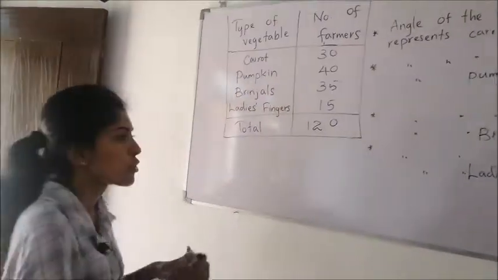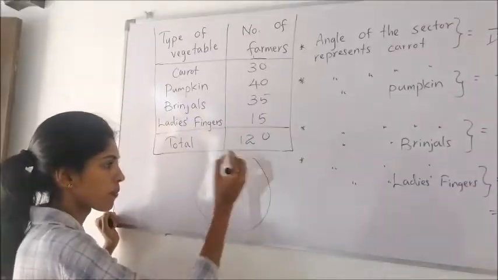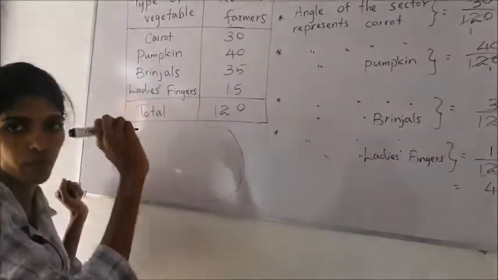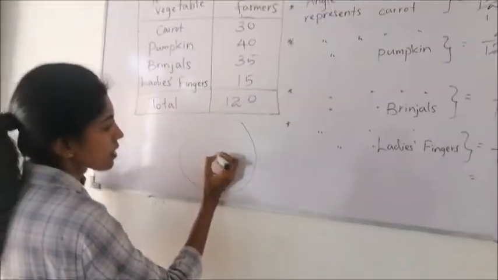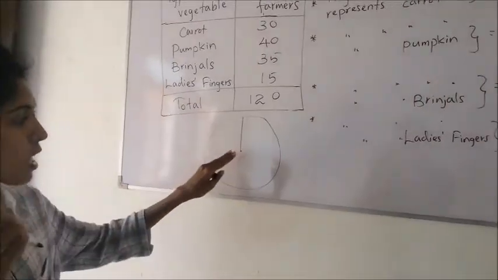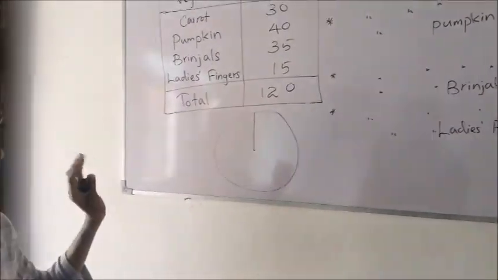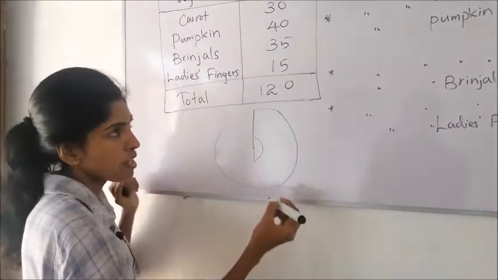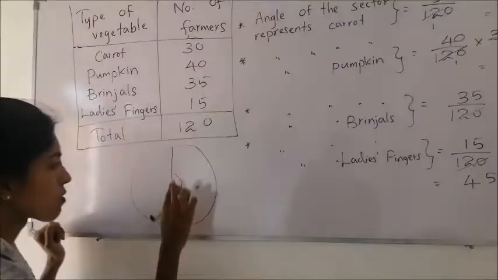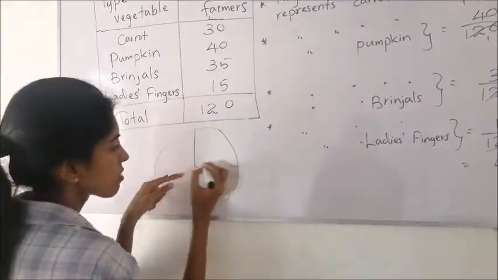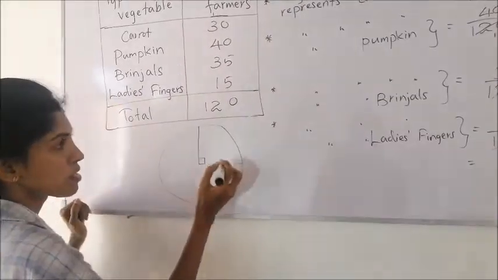Now we need to show these sectors separately as a pie chart, right? Firstly, draw a circle with the compass. Then you can mark the center. Then draw any straight line wherever you want, one straight line from the center to the circle. Then keep the protractor like this. Keeping the protractor like this, measure 90 degrees, or else you can even just draw that. But here, after measuring that, 90 degrees is coming like this, right?